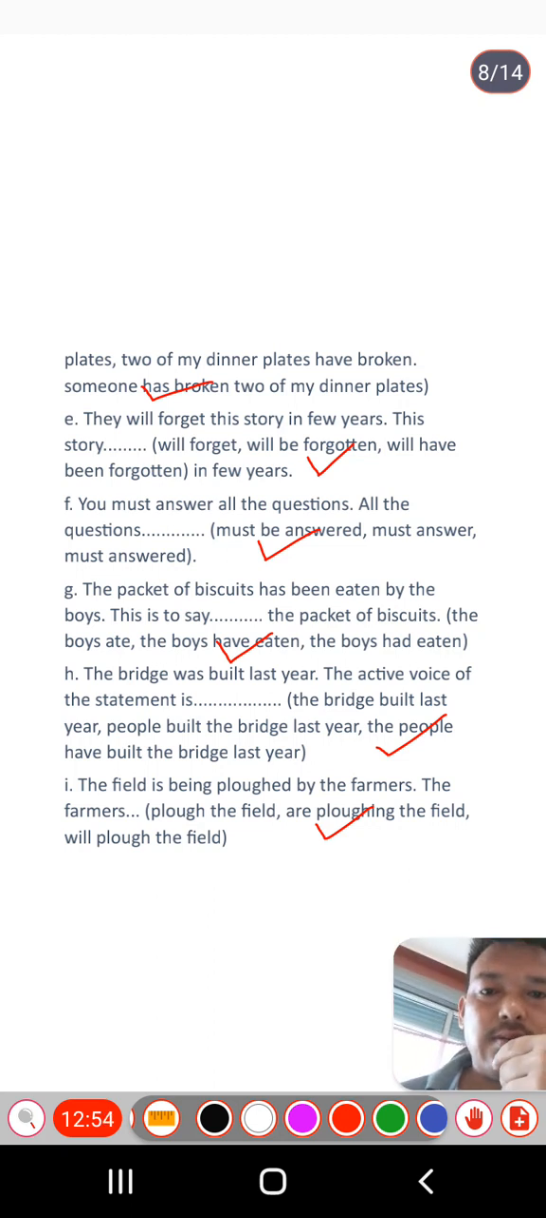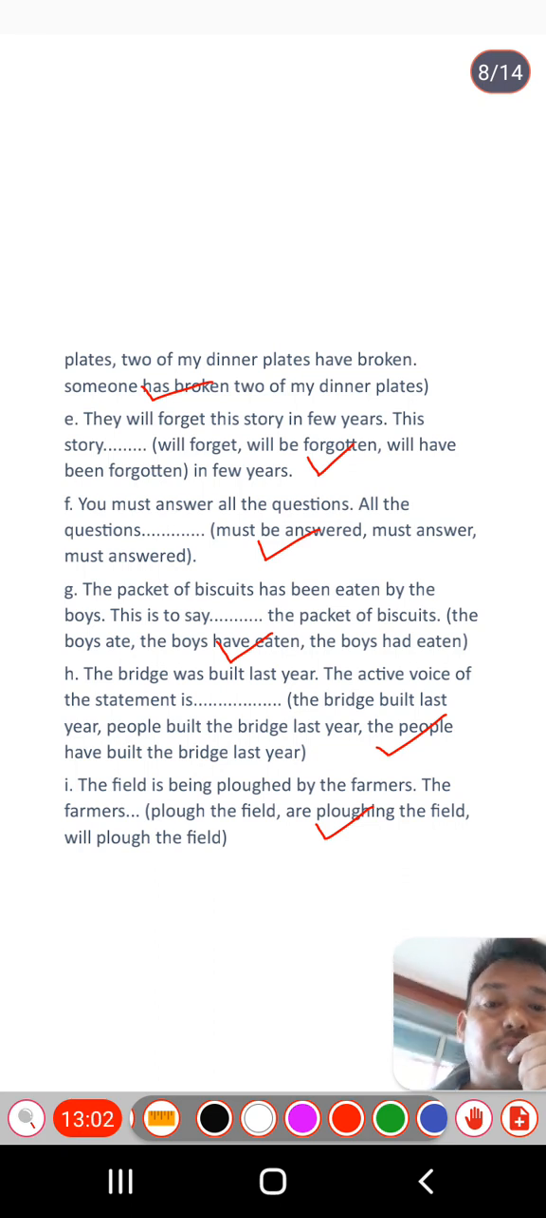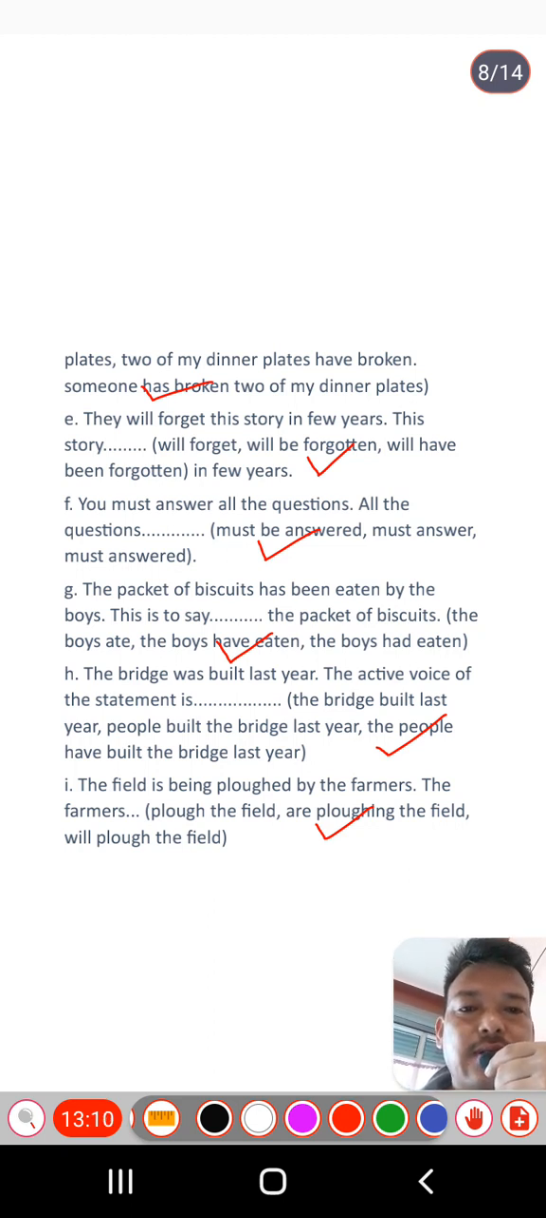D number, two of my dinner plates have been broken. So here is the answer: someone has broken two of my dinner plates. E number, they will forget this story in a few years. This story will be forgotten in a few years. F number, you must answer all the questions. Yes, must we answer all the questions? G number, the packet of biscuits has been eaten by the boys. So the boys have eaten the packet of biscuits.